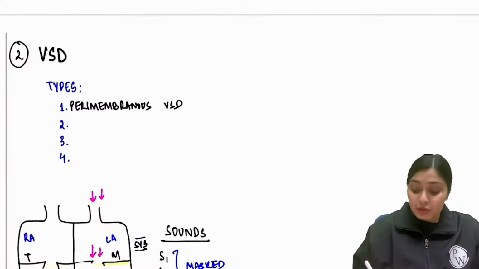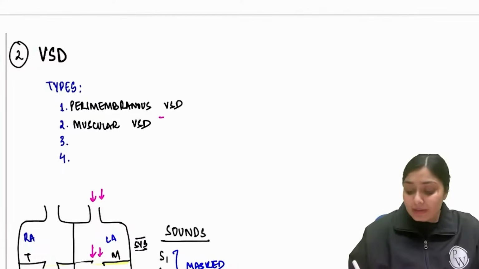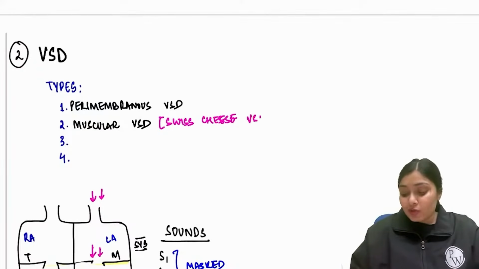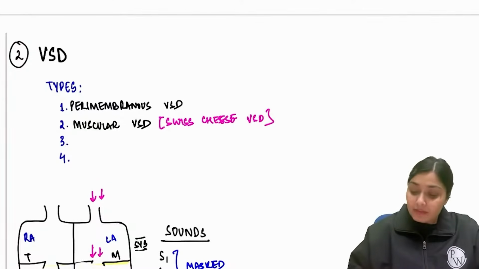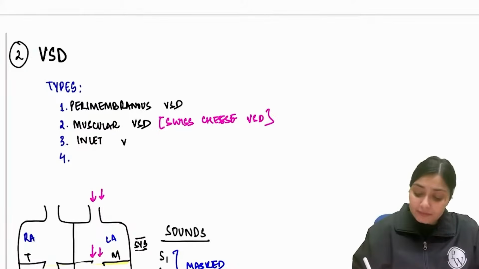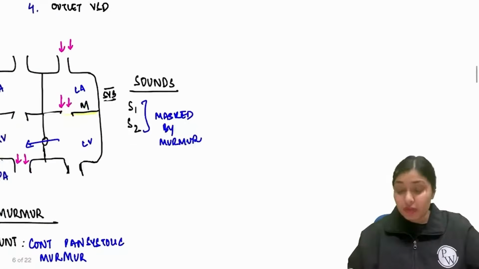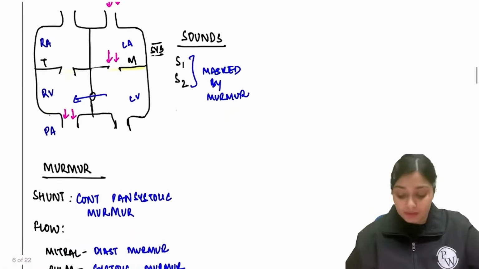Then we have muscular VSD in the muscular septum. If the hole is there, usually multiple holes are seen, and this is known as a Swiss cheese appearance. Swiss cheese appearance. Have you seen Swiss cheese in Tom and Jerry? The cheese, right? Swiss cheese, multiple holes. Then we have inlet VSD and outlet VSD. It is just depending upon the position or location of this defect.